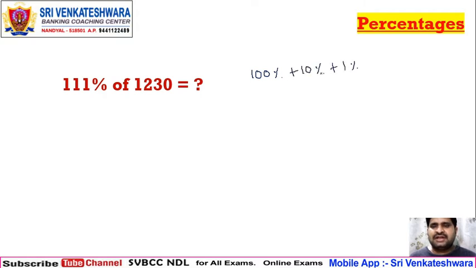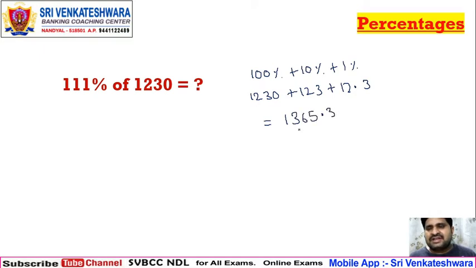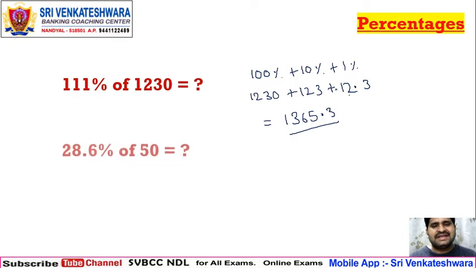So 100% of the number we can write as 1230, and 10% we can write as 123, and 1% we can break like 12.3. This is the case I can take, na. 1230 plus 123, so 230 plus 123 is 353, plus 12 is 365. So we can write it as 1365.3. So simply this is how you take 111 percentage. We are breaking it like 100% plus 10% plus 1% simply. So like that we can break any cases.